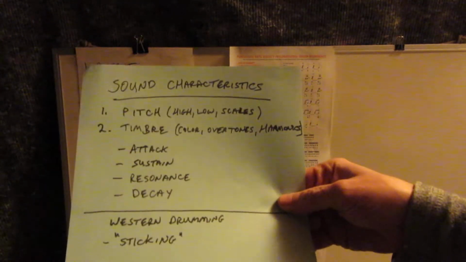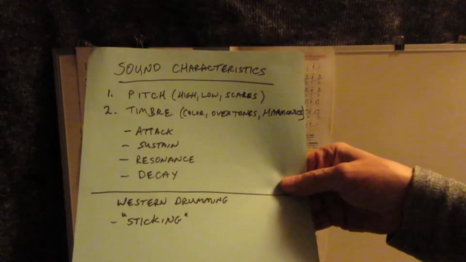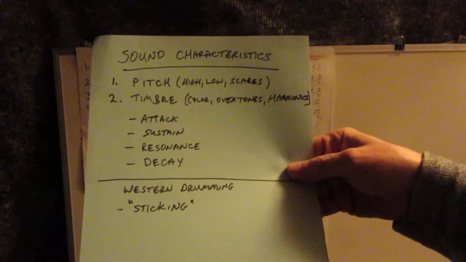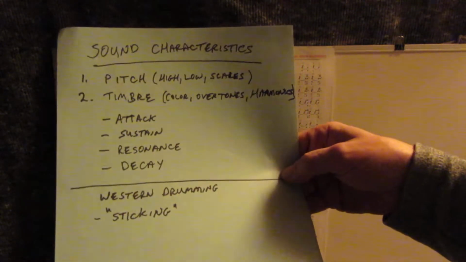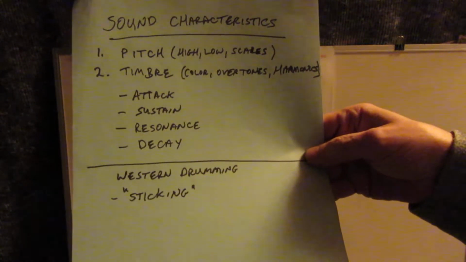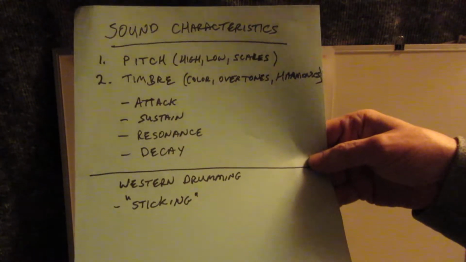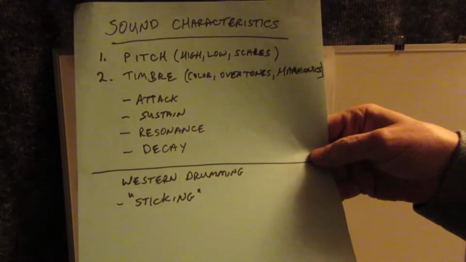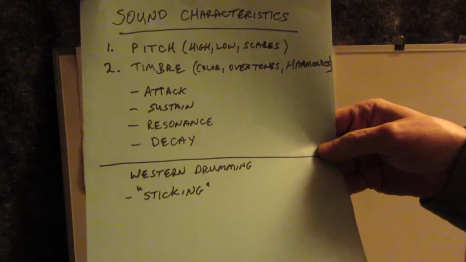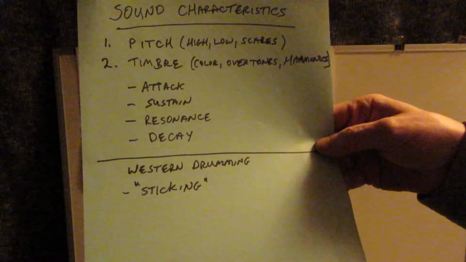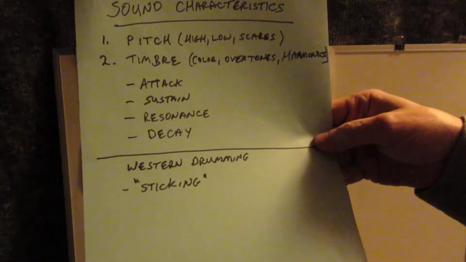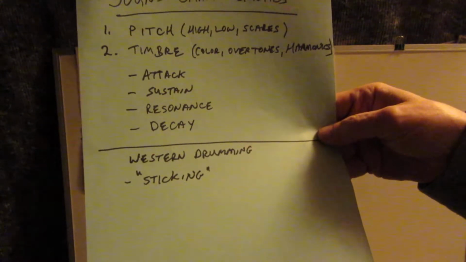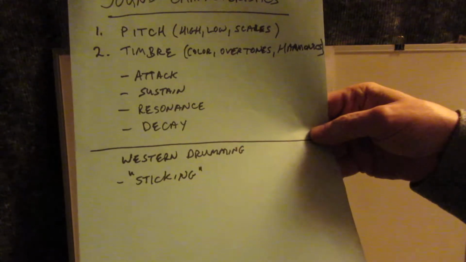So sound characteristics: musical instruments have pitch, high, low, scales on a guitar or piano; timbre, which is sometimes referred to as color, the overtones, harmonics; and then when you describe how an instrument sounds or when it's played, what's the quality, sometimes we talk about attack, sustain, resonance, and then decay of the sound. And then, of course, in Western drumming, we have what we call sticking, which is the hand order that you play when you're doing the different rudiments and combinations of phrases.